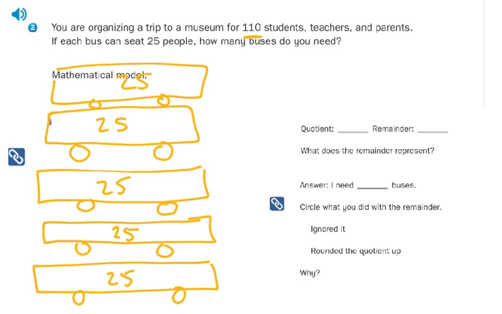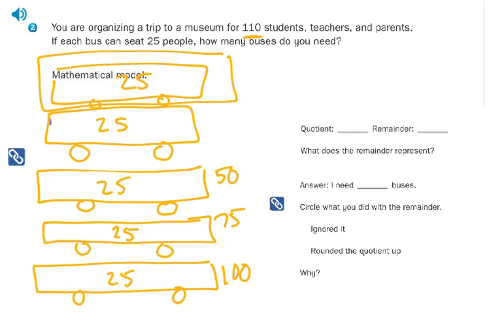So the answer... Actually, I'm going to take this bus for just a minute. This is 25, 50. This would be 75 on 100. So the quotient is actually 4 buses. And then if there's 110 students and 100 students on the bus, there are 10 left over, 10 kids standing there, 10 adults. Well, let's hope it's not adults and all the kids are on the bus by themselves. What does the remainder represent?